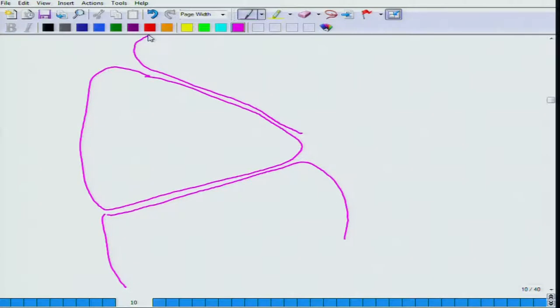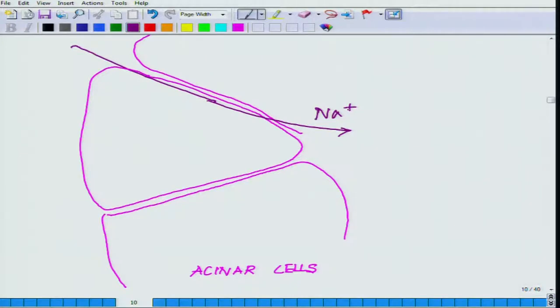Okay, so in these cells there are different kinds of things. So these are the, let me just mark it, acinar cells. Okay, so these cells need a lot of sodium to enter through. Population of sodium is essential, as I have shown you. That is the highest concentration of electrolyte in the saliva. Then you need a lot of chloride to get in.